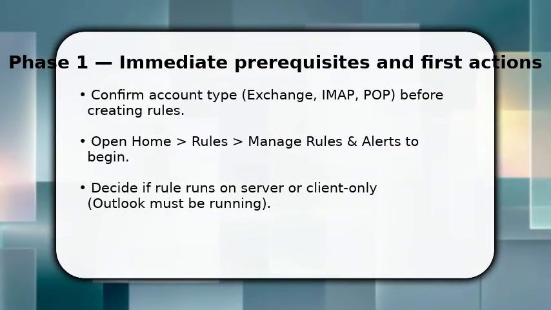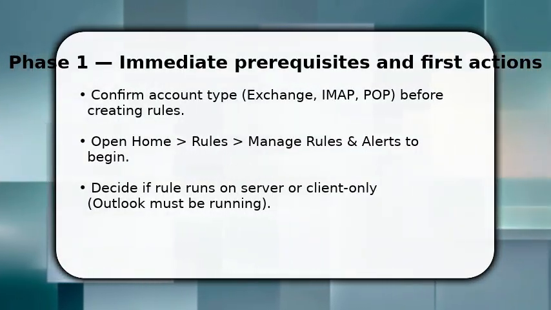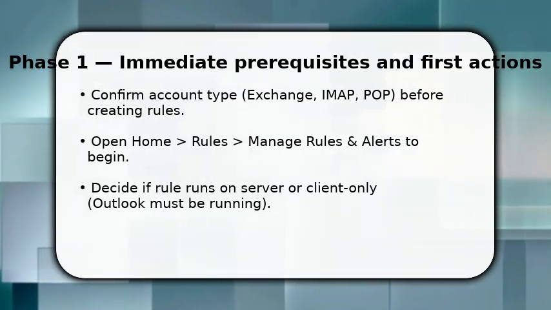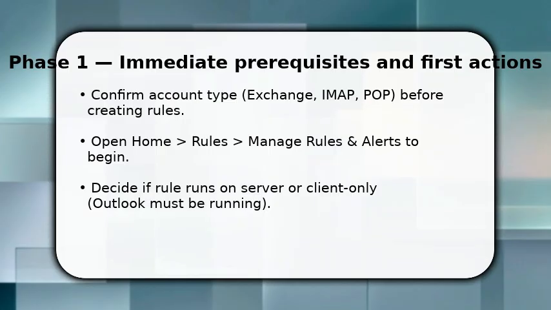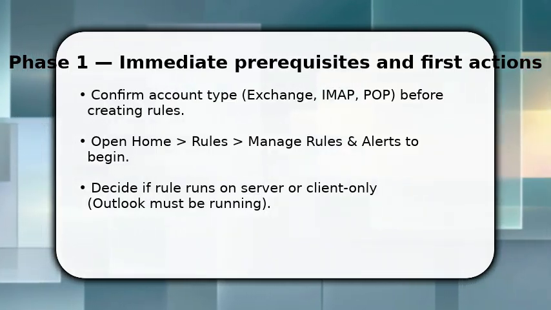You begin inside Outlook. Open Home, then Rules, then Manage Rules and Alerts. You must confirm your account type, Exchange, IMAP, or POP, because server rules behave differently. Once done, click New Rule to pick a template or start from a blank rule.